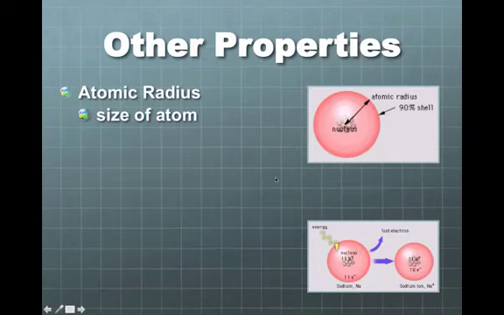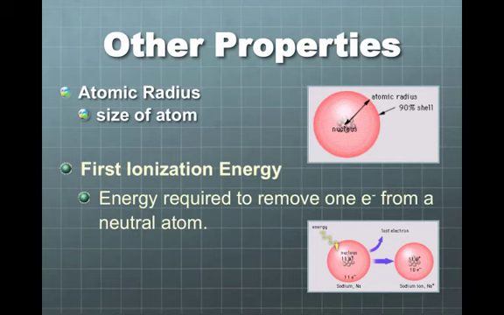Now let's talk a little bit about other properties. Let's talk about the atomic radius of an atom, or the size of an atom. We can think of an atom as sort of like an apple. You've got a core in the middle of it, your nucleus, and then you've got that fruit, or the electron cloud, building around it. The distance from the nucleus, or the core, to the outside shell is considered the atomic radius. Just like you studied radius or radii in geometry, this is very similar.